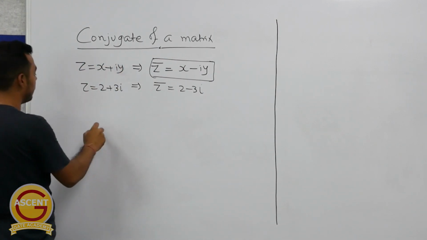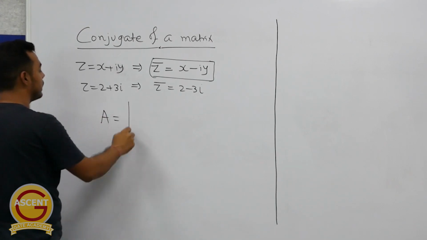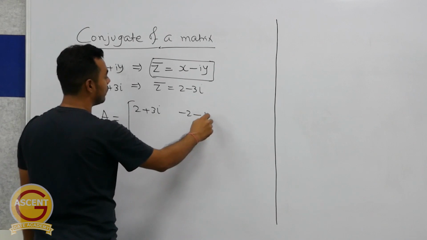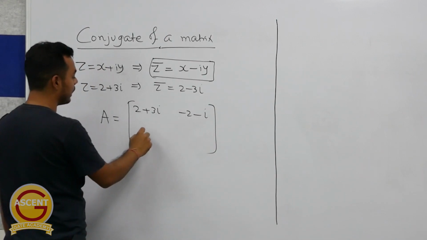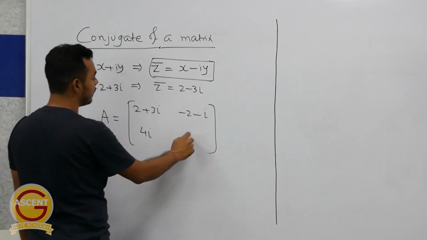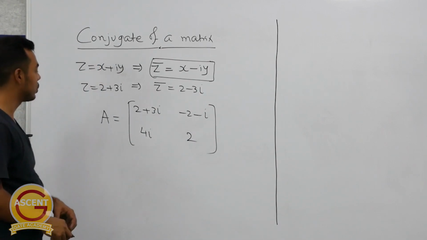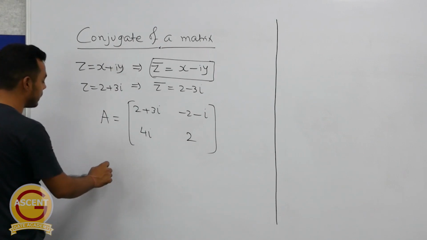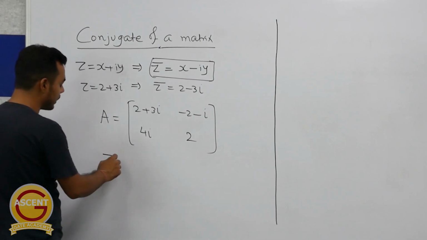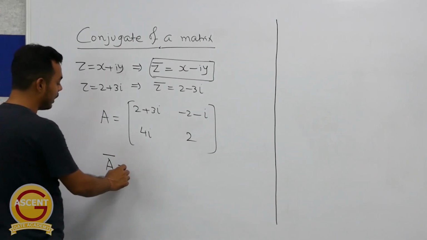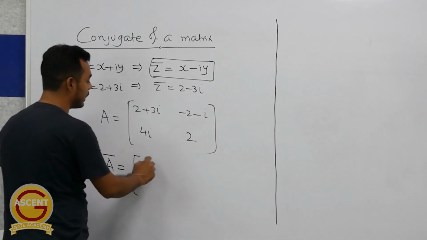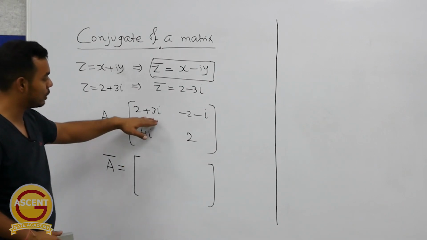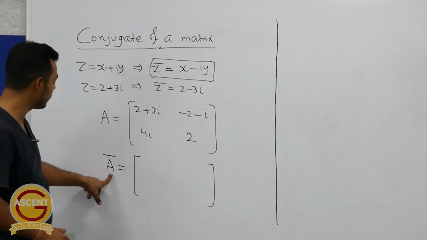So suppose I have a matrix A, where the first row is 2 plus 3 iota, -2 minus iota, and the second row is 4 iota and 2. We have to find the conjugate of this matrix. The conjugate will be represented by A bar, and this means we have to take the conjugate of each of these 4 elements. A matrix obtained by taking the conjugate of each of these elements is called the conjugate of the matrix.